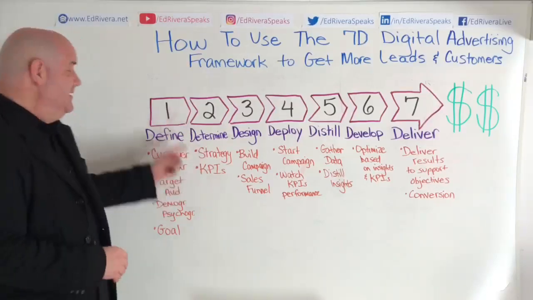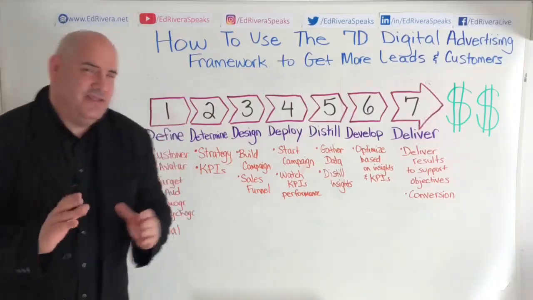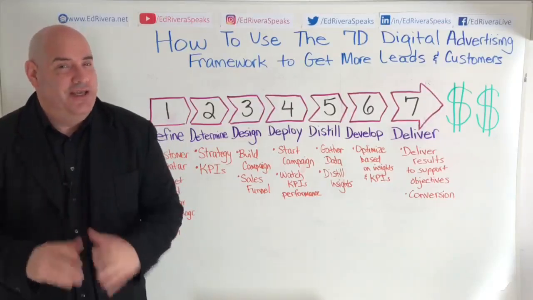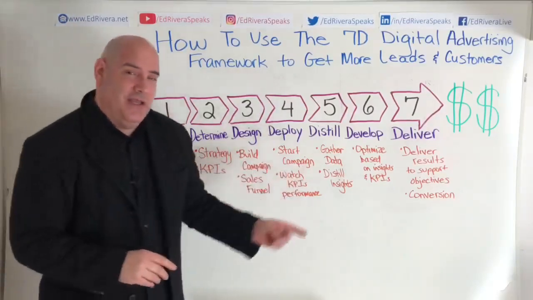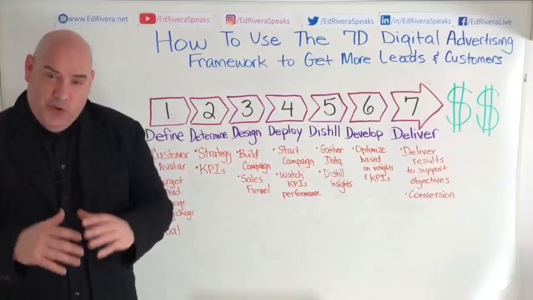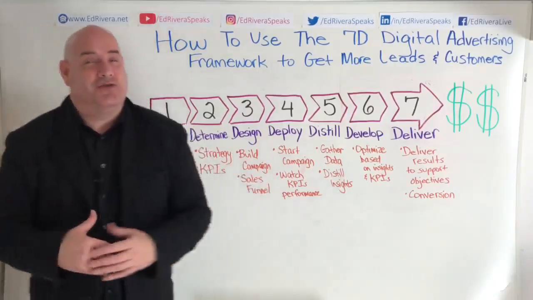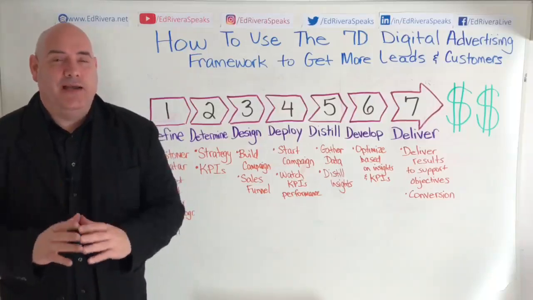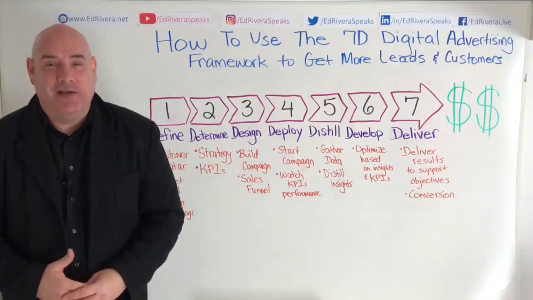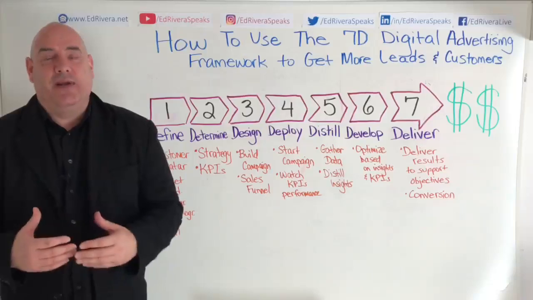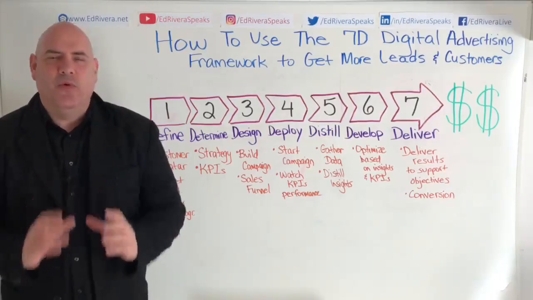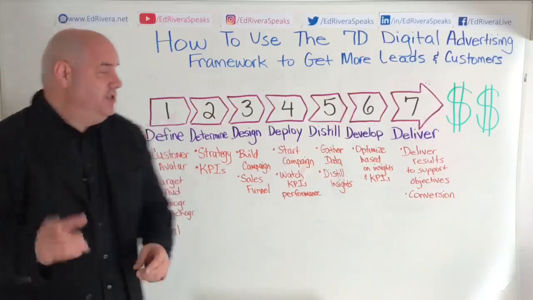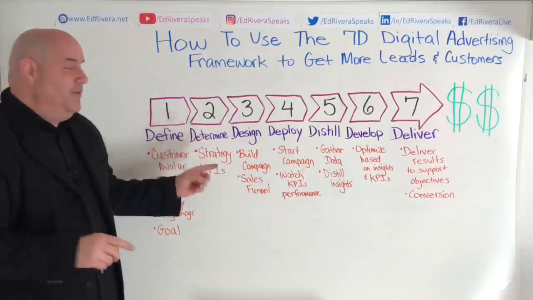The second one is determine. In this phase, you want to determine what exactly is the strategy that you're going to use in your advertising campaign. You're going to need a strategy that supports your overall digital strategy. You also want to figure out what are the KPIs, the key performance indicators that you're going to keep an eye on to determine whether or not your campaign is performing the way it should be. That is the determine stage.